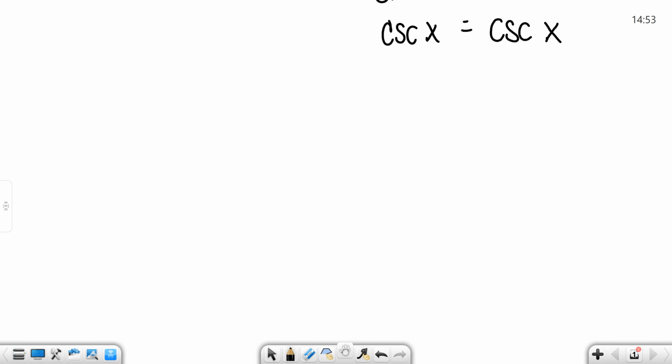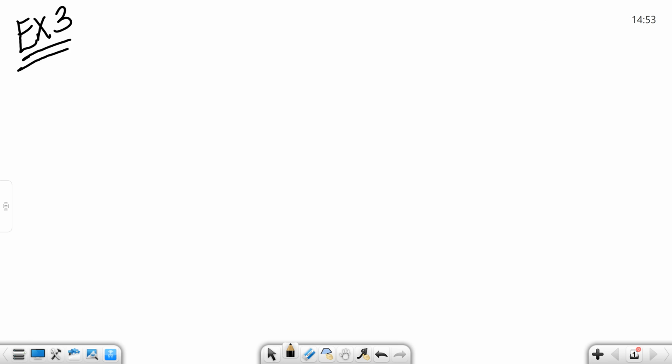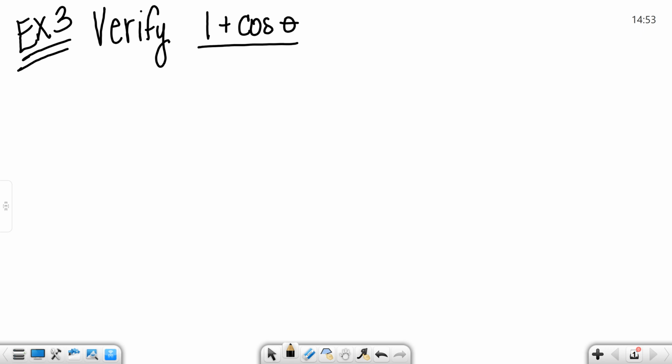All right, I've got 3 more examples that I'd like to show you. They do get slightly different. The difficulty level changes a little bit with each one. This time instead of x, I'm going to use theta.